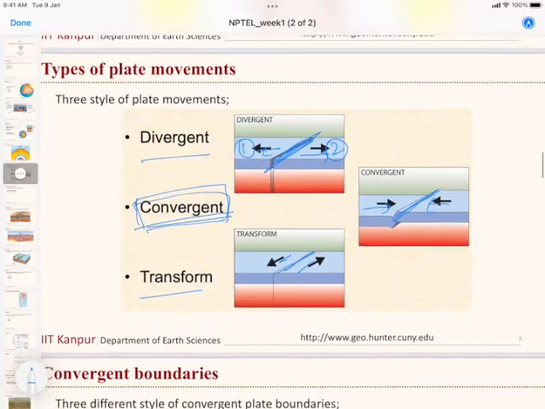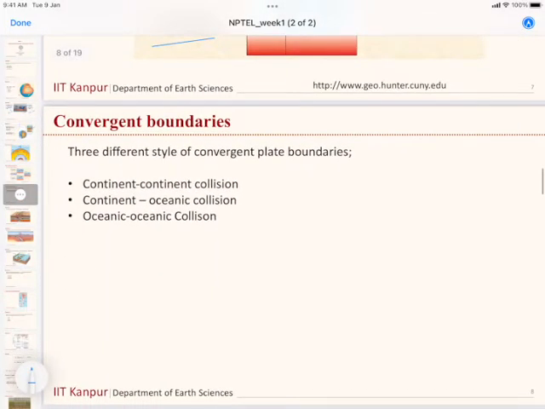Under the convergent boundary, there could be three kinds of scenarios. As we discussed, we have mainly two types of plates: the continental and the oceanic. So in combination, there could be three major types: continental collision would be one, then continental and oceanic collision would be another, and the third one would be oceanic collision. So let's understand all these three collisions one by one and what kind of landforms they could lead to.